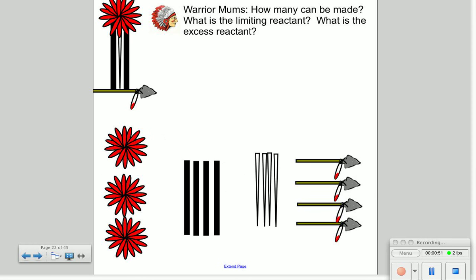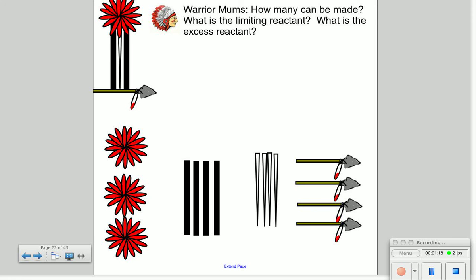But let's just take a look at this real-life example in honor of school spirit, since we're at the end of our playoffs here. Question for you. How many Warrior Mums can be made? What is the limiting reactant and what is the excess reactant? So Warrior Mum is depicted on the top left-hand panel. It's got a red carnation, 2 black ribbons, a white triangular ribbon, and at the bottom, a spear or an arrow, or whatever you want to call it.